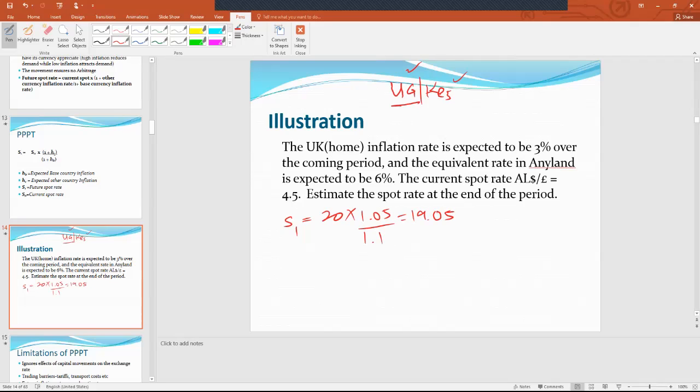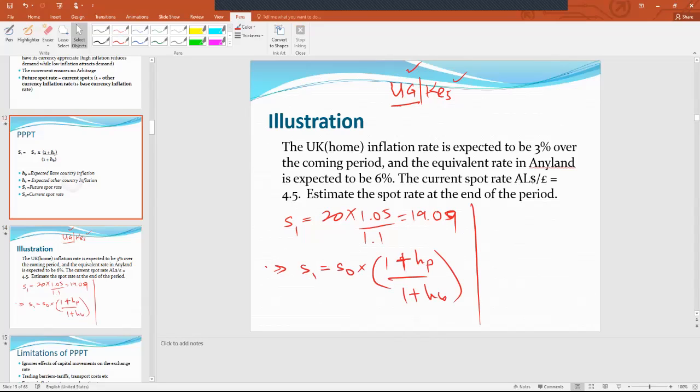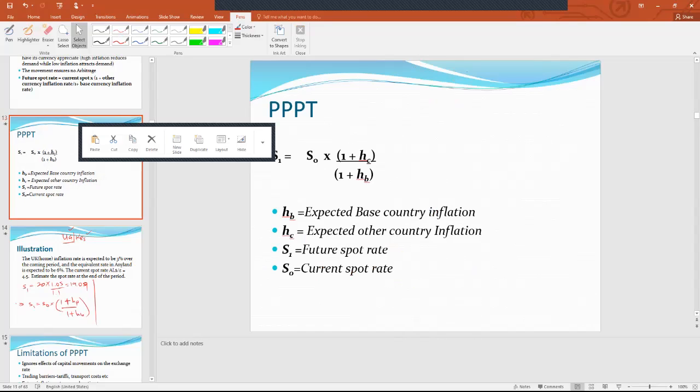So from this you can summarize and say that the future spot rate S1 is equal to the current spot rate, multiplied by 1 plus the inflation in the price currency, divided by 1 plus the inflation experienced in the base currency. Simple as that. If you have to apply this, I have the formula here. You can copy this formula, maybe it can help you out.